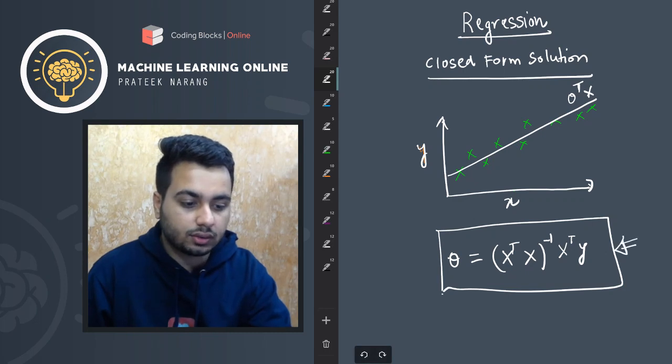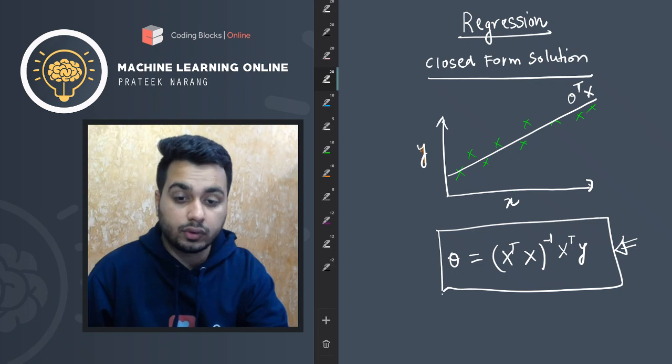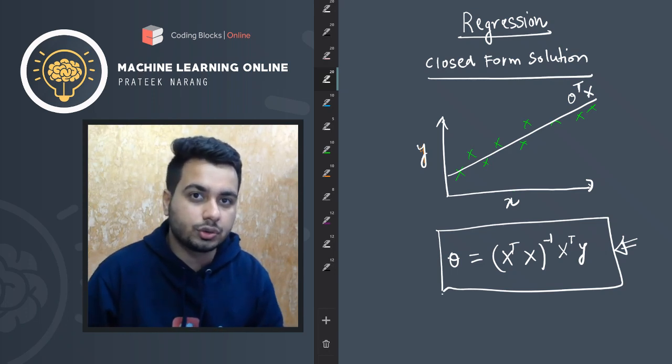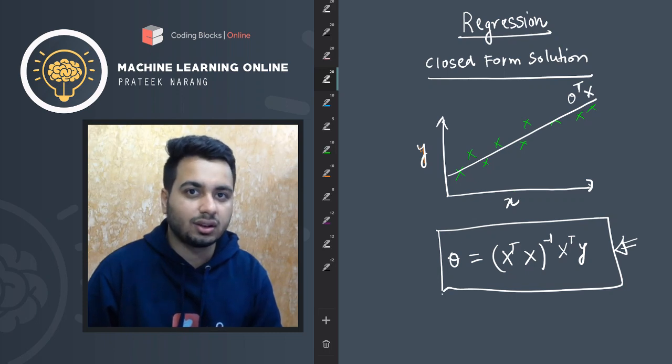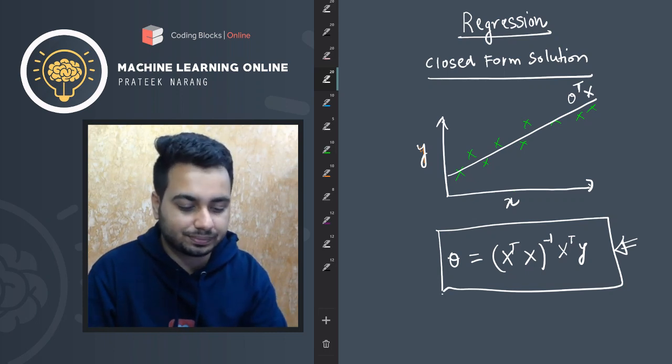This is called the closed form solution of regression, and we will first prove this formula in this video, and in the next video I will show you the implementation in Python. So let's get started.